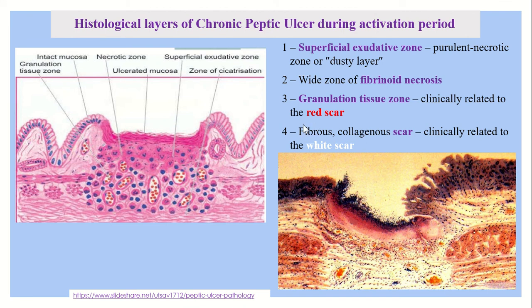Endoscopically, during the activation, the endoscopists see the granulation tissue. They call it the red scar. But during the remission, they see the whitish structure that they morphologically relate to the scar tissue. So let me repeat: the first layer, the superficial exudative zone, then the white zone of fibrinoid necrosis, granulation tissue, and the fibrous collagenous scar. The presence of fibrinoid necrosis, you remember, is a marker of activation activity.